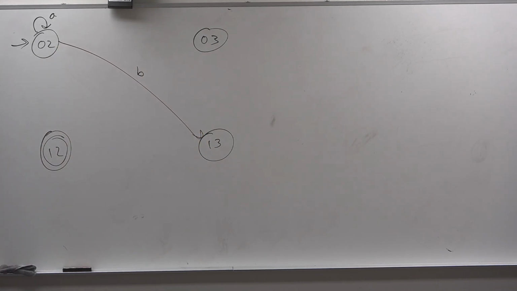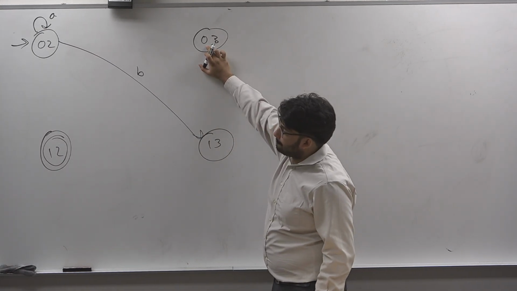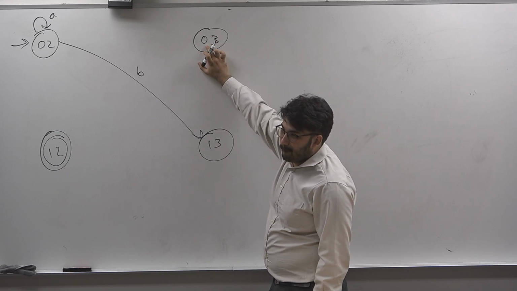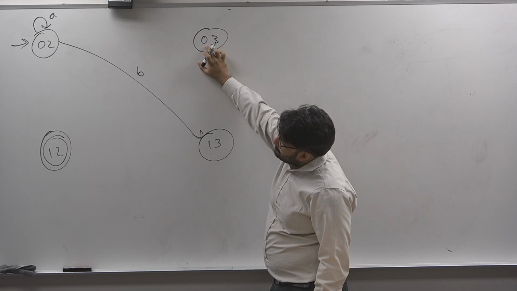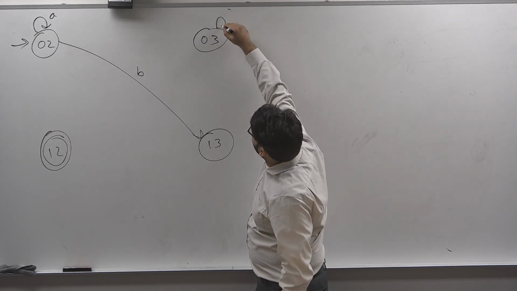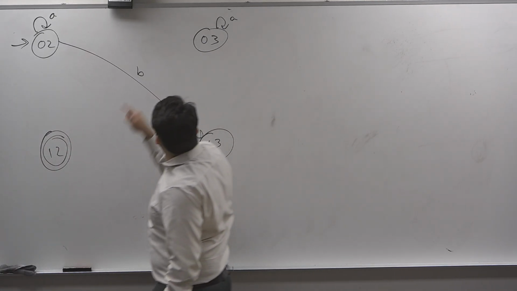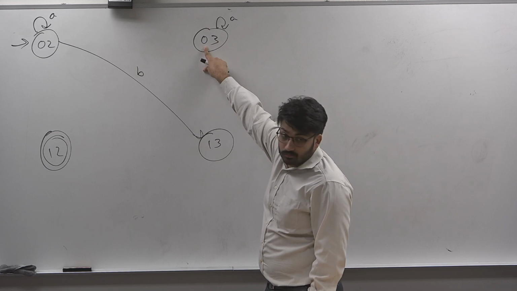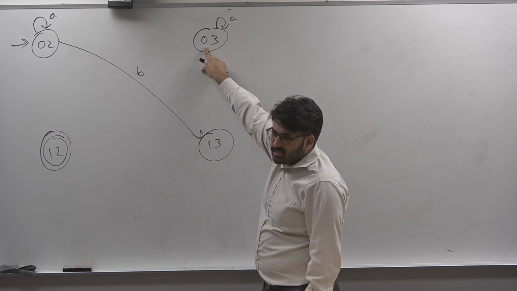Okay, let's just do the rest of them. Let's say you're in 0, 3 at the same time and you see an A, where should you go? 0, 3? Yes. Why? That transition and that transition. All right, if you're in 0, 3 and you see a B, where should you go? It's a bit tedious, but it's good practice.